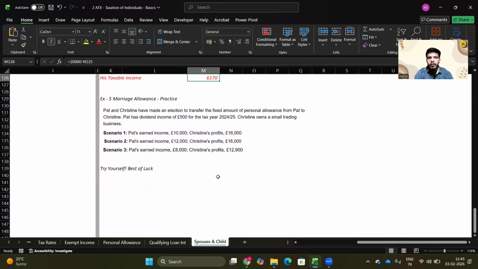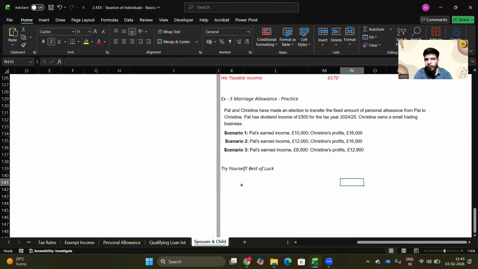Now for the last one, we have two other partners, Pat and Christine. They have made an election to transfer the fixed amount of personal allowance from Pat to Christine. So Pat has a dividend income of 500 pound. Christine owns a small trading business. So I would suggest you do it yourself. Drop in the comment if you have all the answers, and I would try to review that. So this was almost everything covered about marriage allowance.